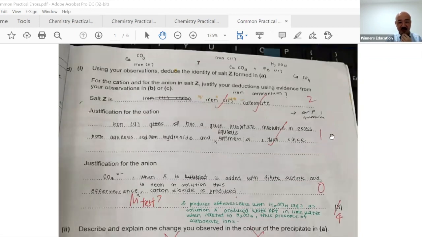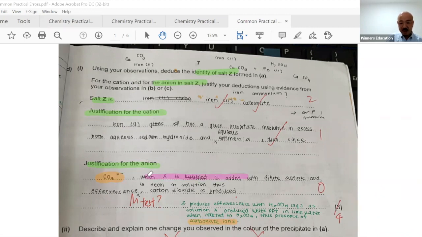First one over here, they want you to test and justify the anion. They ask you to do something to find the anion in Z, a salt Z. And then justification for the anion, and I think there's a cation also. But the anion, her answer is not good, right? It's true, it's carbonate. The answer is really carbonate, right? But you look at her answer.